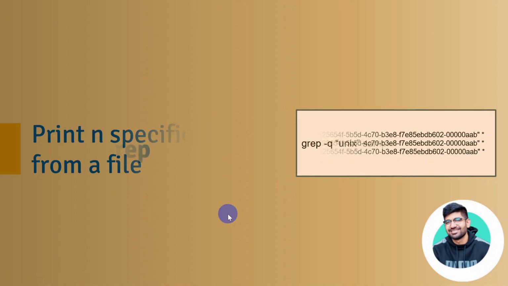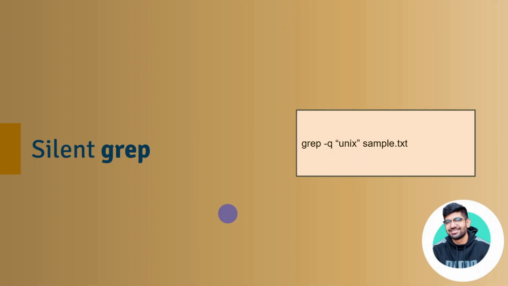Next is silent grep, and with minus q that stands for quiet, you can do the silent grep. It is not going to give you any result, but you can see the result using echo dollar question mark. This is handy when you don't want to print output, and you can use this kind of grep in your shell script. So let's try this one.